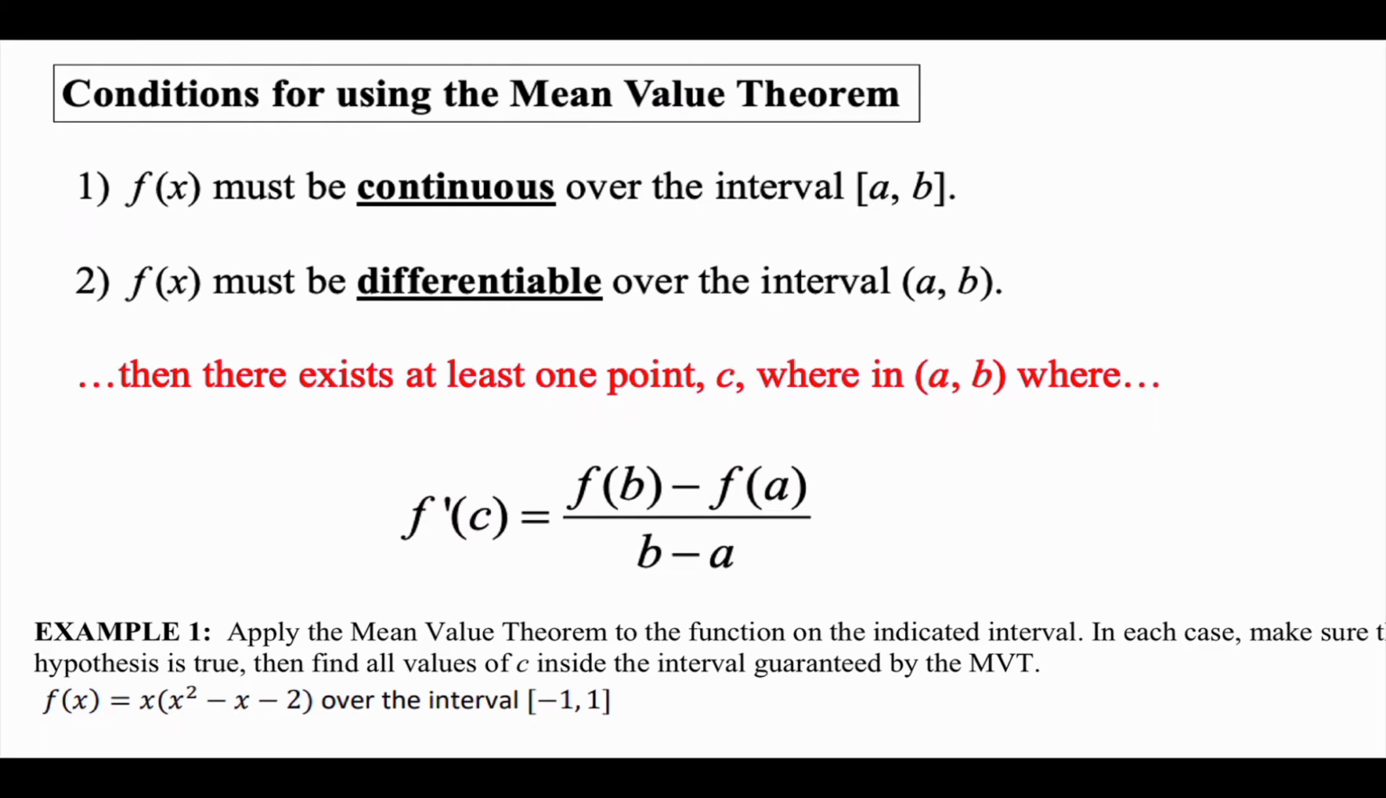Well, there have to be two things that are true. It has to be continuous. So in the interval, it has to be continuous. If it's not continuous, you can't use the mean value theorem. It also has to be differentiable, meaning it has a derivative from a to b. Okay, it has to be continuous and has to have a derivative. If both of those are true, then there exists at least one point c where f'(c) equals this guy right here.